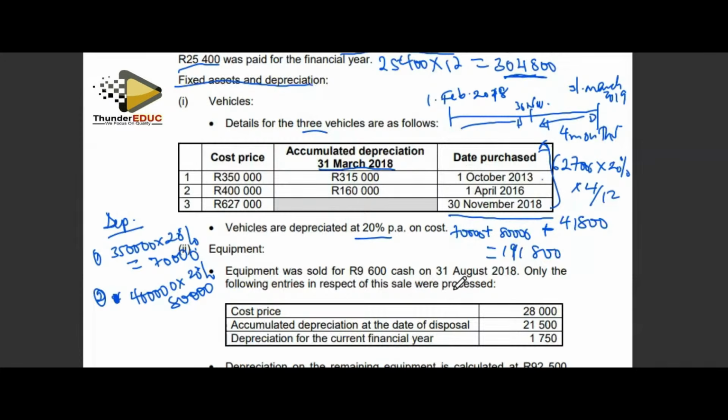Then we also have to calculate the depreciation on what? On equipment, because the figure for depreciation is written as one figure in the income statement. Now, equipment was sold for this on which date? 31st of August 2018.